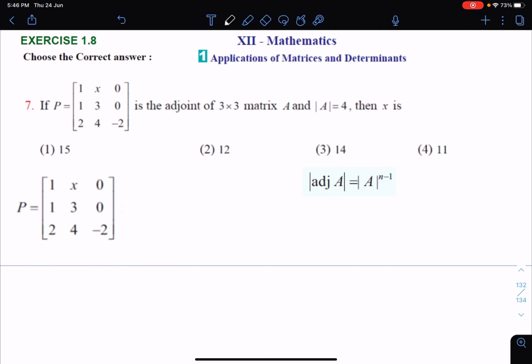Hello 12th standard students, welcome back to chapter 1, applications of matrices and determinants. Today in exercise 1.8, choose the correct answer. We are going to see sum number 7 and sum number 8.